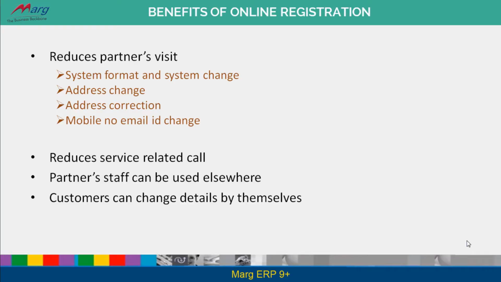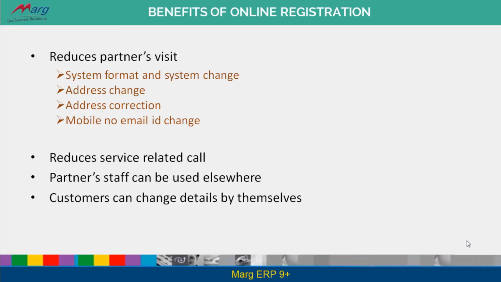Next is reduces service related call. Online registration option has made the process of new license generation very easy. So this will reduce the service related calls to the partner. Next is partner staff can be used elsewhere. After the partner staff visit will reduce, then the partner staff can be used for some other constructive and productive work.